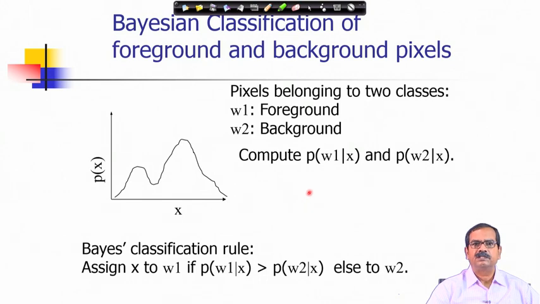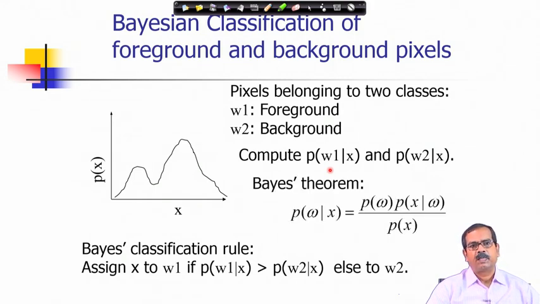So, how can we compute this particular probability, which is incidentally called the posterior probability? We can apply Bayes theorem here. Consider this pixel x. The probability of a class given that pixel x can be computed from these three quantities: the probability of the class itself, then the probability of x given this class, divided by the probability of x. This is the Bayes theorem.